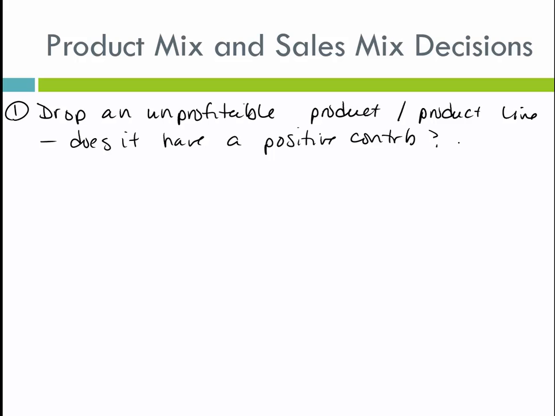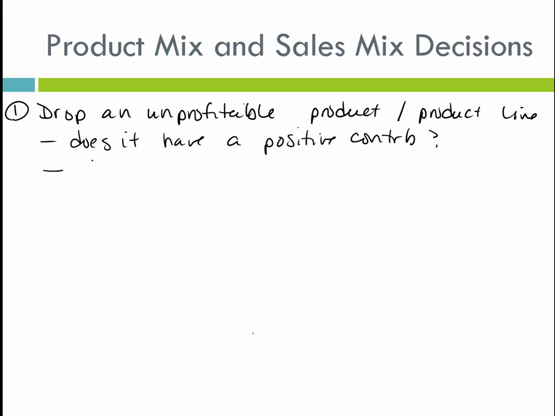If the selling price is more than the variable cost, then it's contributing at least something to our fixed costs, which means if it goes away, the fixed costs are still there, and the remaining departments or products are going to have to pick that up, and they'll become less profitable. So if it's contributing at least something to the fixed cost, then you should probably keep it, given a couple other things. So let's look at the next one.